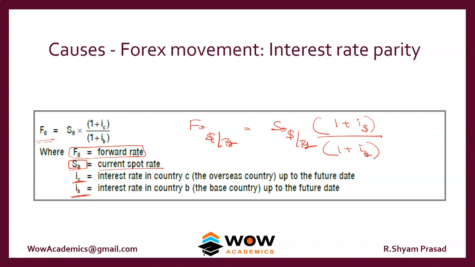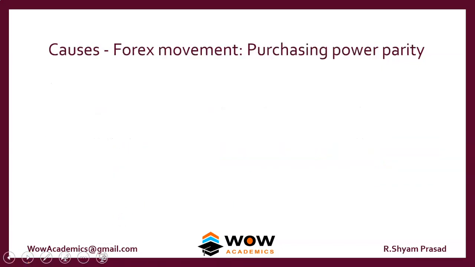Okay, so it works like this. If the above term is dollars, then here also the numerator should be dollars. If the denominator is rupee, here also it should be rupee. The divider is also a rupee. So that's how the formula works. So the second reason for the movement of forex is purchasing power parity.